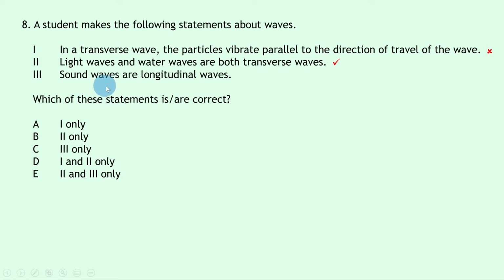And lastly, sound waves are longitudinal waves. That is true because it's the only example we look at in National 5 Physics of longitudinal waves. So sound waves have their particles moving back and forth along the same direction of travel of the wave. So that means we have 2 and 3 are the only correct ones here, which gives an answer of E.